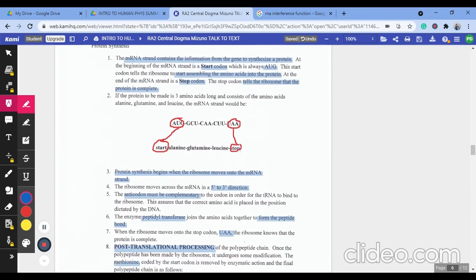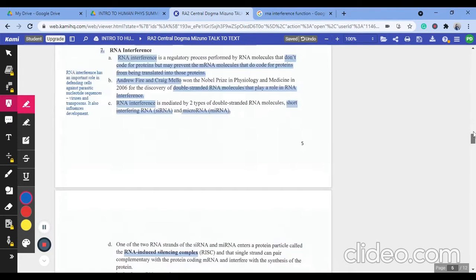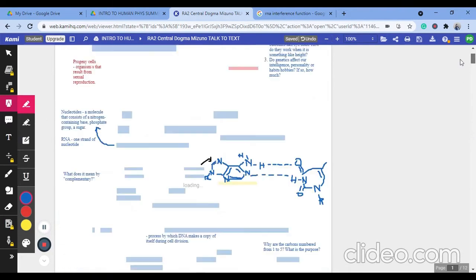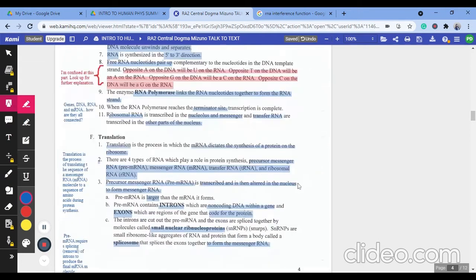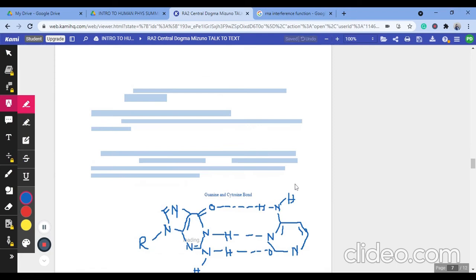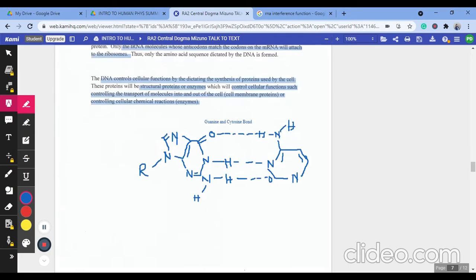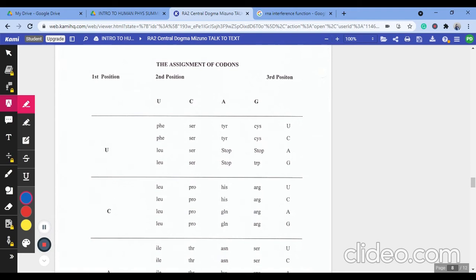So this part right here is just a summary. I don't think I need to add anything to it. It's basically information that I already went over, and in that sense already put in some annotations. So I won't be adding annotation for this part since it's just a summary. Okay, so I will now move on to the assignment of codons.